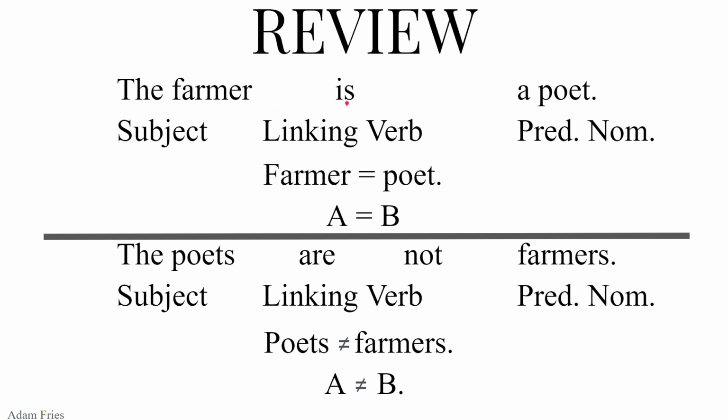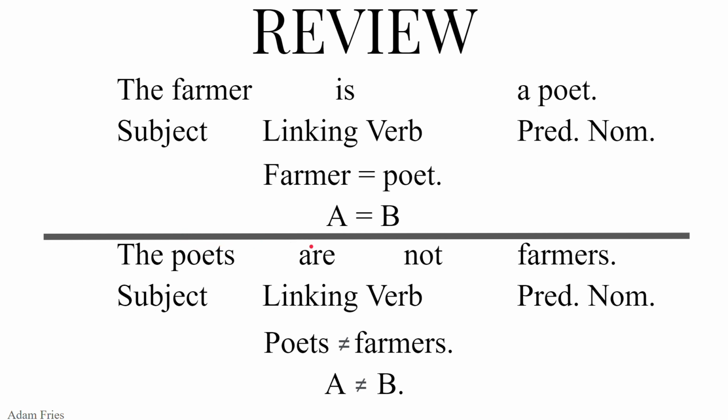Then we have is, which is est in Latin. And then this is the predicate nominative, a noun or an adjective that gives more information or describes a subject with a linking verb. So poet, this would be in the nominative case in Latin as well because it's the predicate nominative. It's a noun, gives more information about the subject, the farmer, with a linking verb. We are saying that thing A equals thing B.